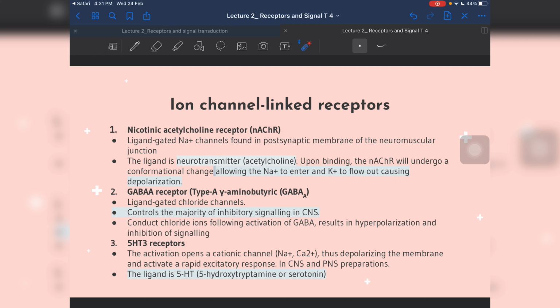So I will first discuss the 5-HT3 receptor. This receptor is a ligand-gated ion channel that is associated with 5-HT, 5-hydroxytryptamine, or serotonin. This receptor will form a channel that is permeable for sodium and calcium ions. Upon binding with the ligand 5-HT, it will be activated and induce a rapid depolarization. For the brief explanation of the first two, which are nAChR and GABA receptor, you can give it a read right now on the slide.